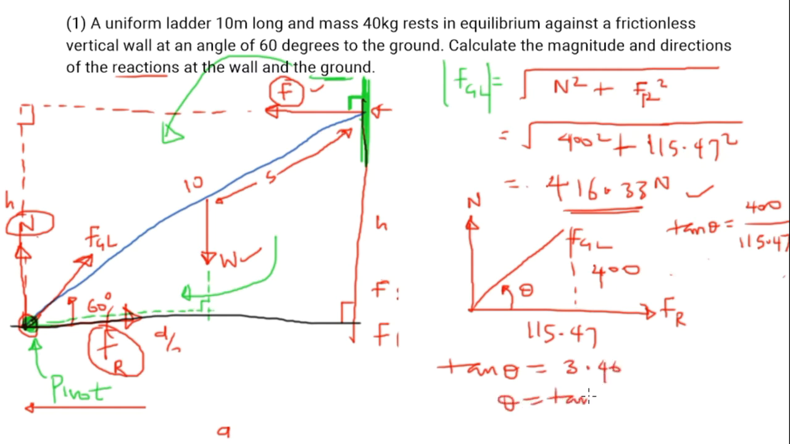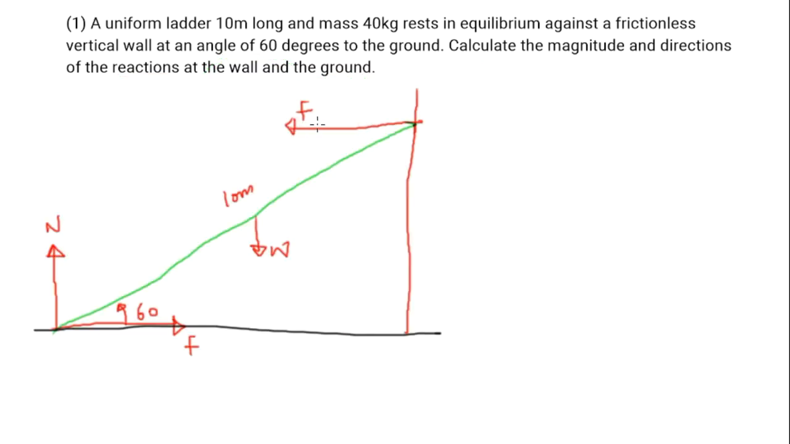Then theta is equal to arctan of 3.46. The arctan of 3.46, that's 73.89, which can be approximated to 74 degrees. So if theta is equal to 74 degrees, the direction is 74 degrees towards the vertical. Okay, so the direction of the force, the 416.33 Newton force, is towards the vertical at 74 degrees. Alright, let's solve it in another way for you to understand better.